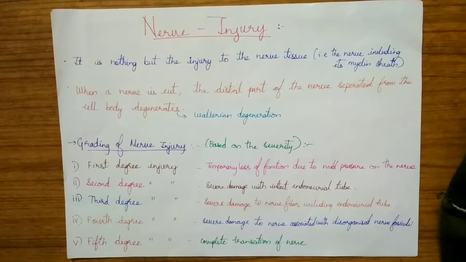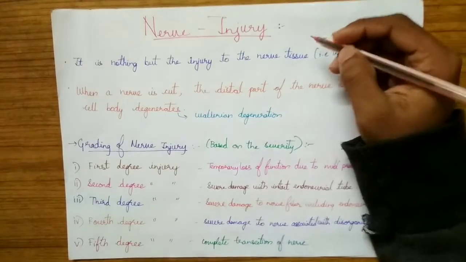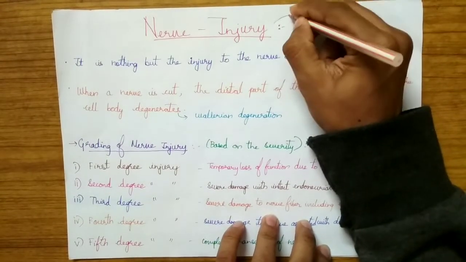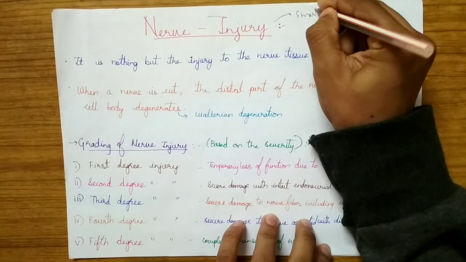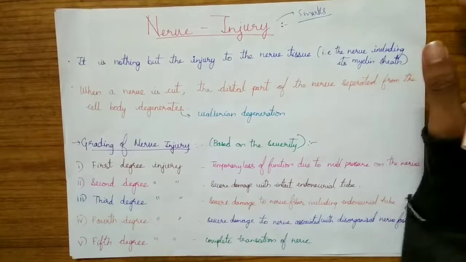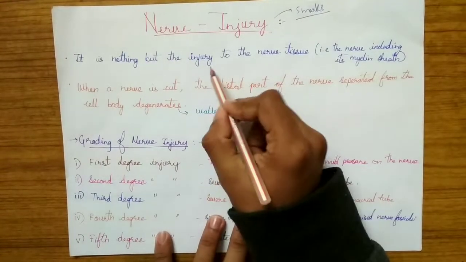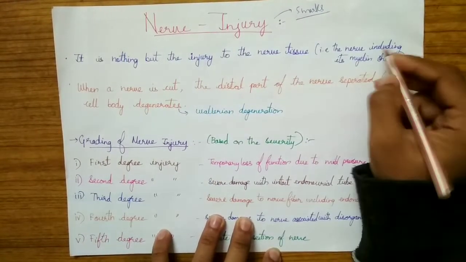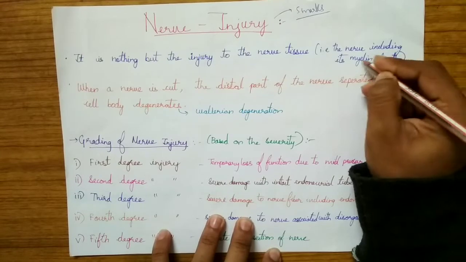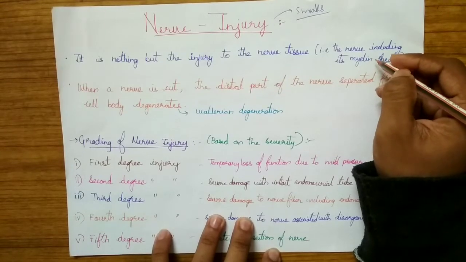Today I will be talking about the topic nerve injury. This can be asked in the board exam for at least 5 marks, so this is an important topic to study. So first of all, what is nerve injury? It is an injury to the nerve tissue. The nerve tissue may include the nerve and the myelin sheath by which it is covered.